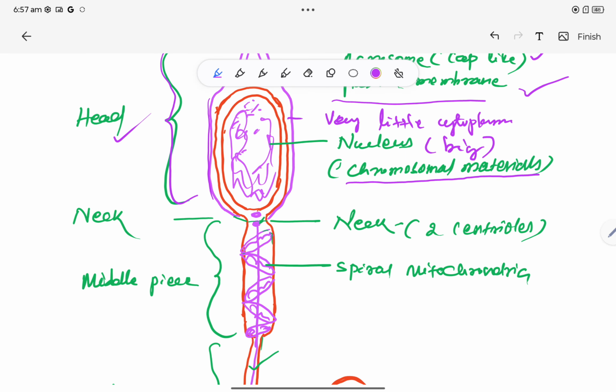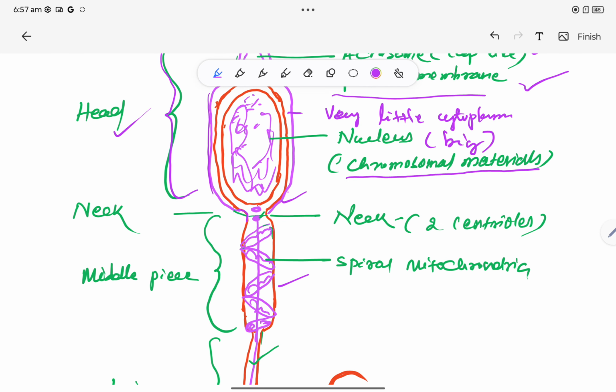Now come to the neck. The neck is the constricted portion that joins the head with the middle piece. The neck contains two centrioles. There are two centrioles in the neck.